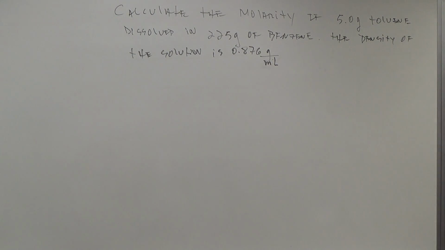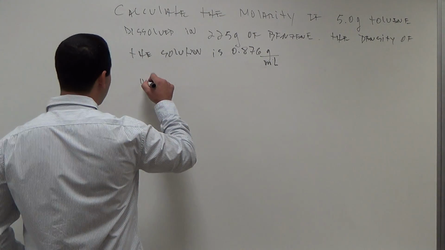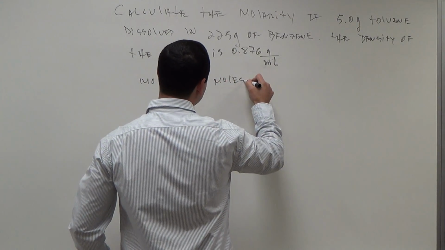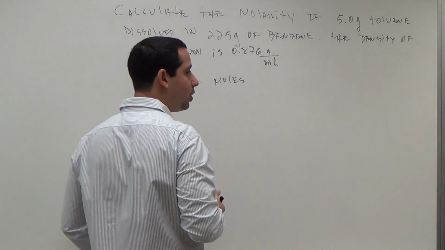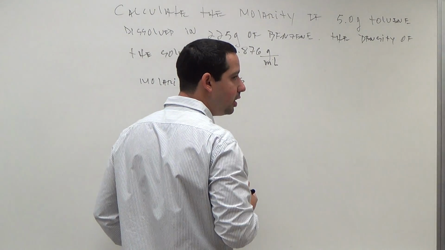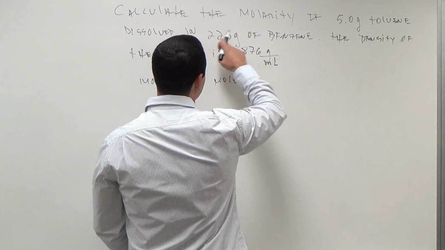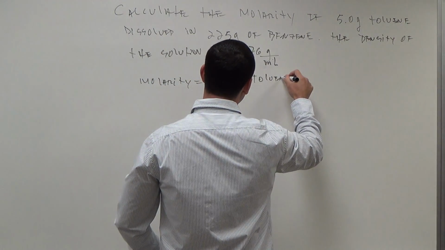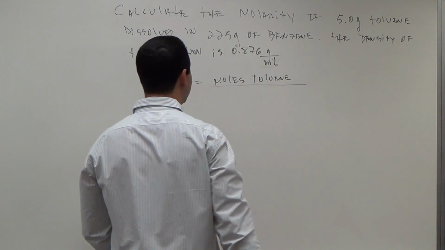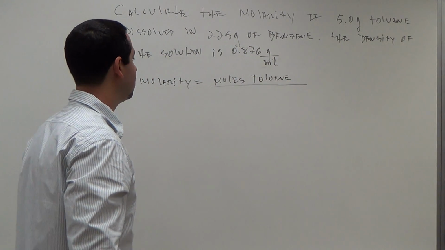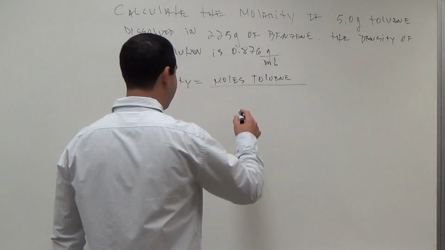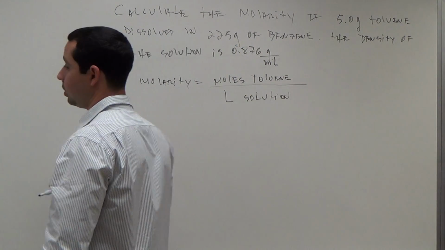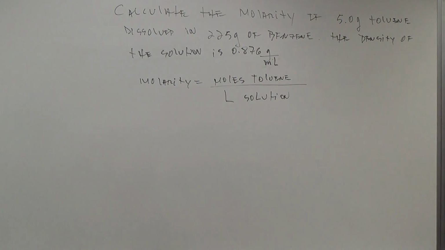Okay? All right, so what I'm calculating is molarity. So what I write down is moles of what? Component or solute, and the solute here is the one with the lowest amount, 5 grams. So this is moles of toluene divided by liters of solution. It's not benzene, it is liters of solution.